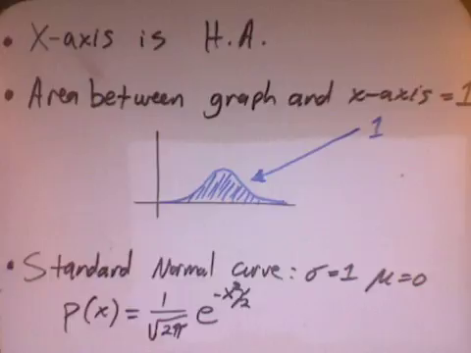If the standard deviation is 1 and the mean is 0, we have what's called the standard normal curve. It's kind of redundant sounding, but that's what it's called. And here's the equation for that. When you make mu equal to 0 and standard deviation sigma equal to 1, the formula simplifies a lot, and it looks like that.